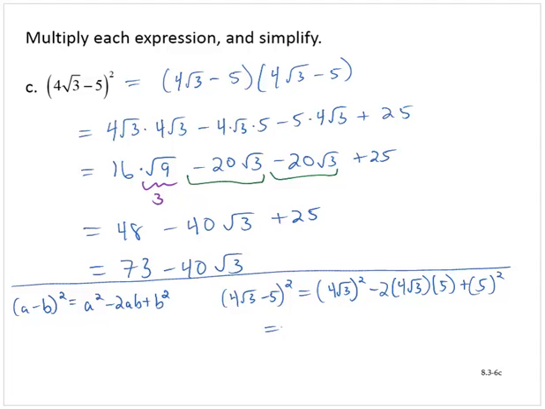4 times the square root of 3 squared would be 16 times 3, minus 2 times 4 times 5, minus 40 times the square root of 3, plus 25. 5 squared being 25. And notice again that 16 times 3 is 48, and we get the same result. So knowing that perfect square trinomial pattern can still be useful.